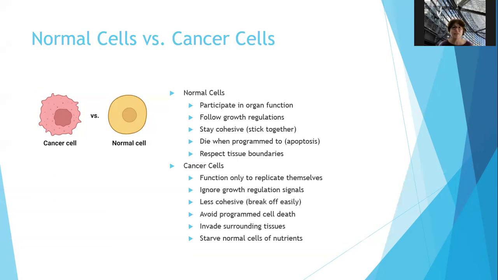Cancer cells, they're baddies. They function only to replicate themselves. They don't do their normal organ function. They go, we don't care what you guys are doing. We're just going to replicate ourselves. They ignore growth regulation signals. They are less cohesive, so they break off easily. That's not good. They avoid programmed cell death. So when they're supposed to die, they're like, no, I'm sticking around. And they invade surrounding tissues and starve normal cells of nutrients. So, good coworkers versus bad coworkers. One of them eats your lunch, the other one brings you lunch.